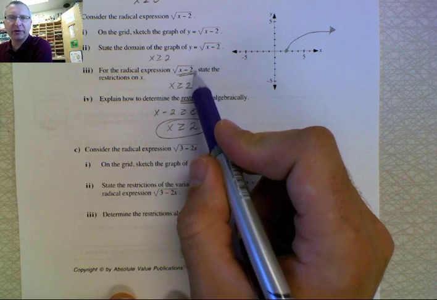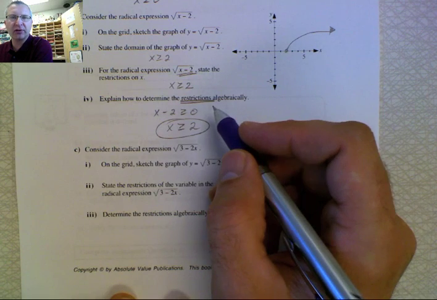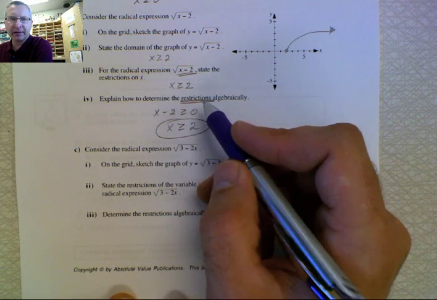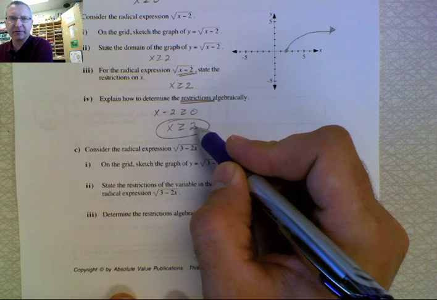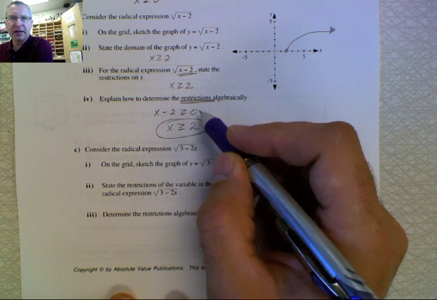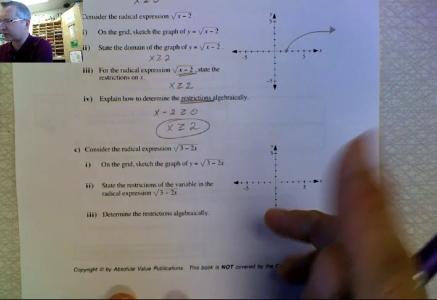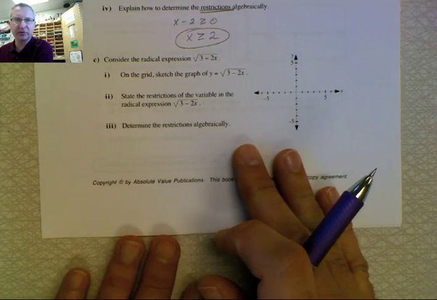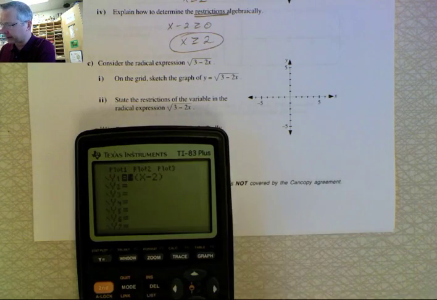And we have to know what the restrictions are because later on in this lesson we're going to solve some equations, and the equations are only defined for the values in your restrictions. And so if you get an answer outside of your restrictions, you know that that answer is not possible in the solution. Okay, the third graph we're going to look at is the square root of 3 minus 2x.